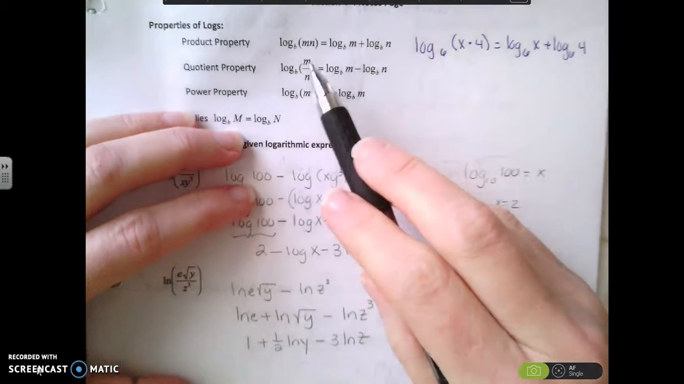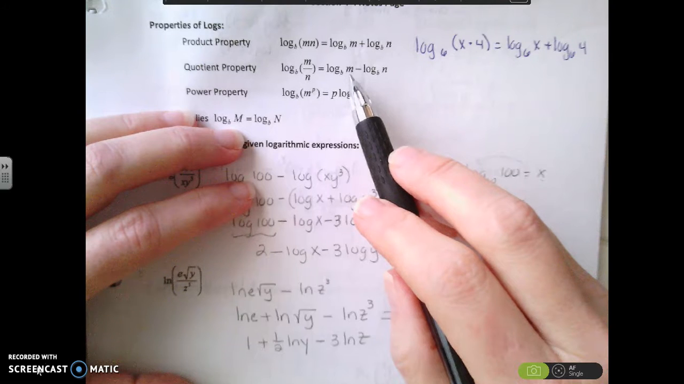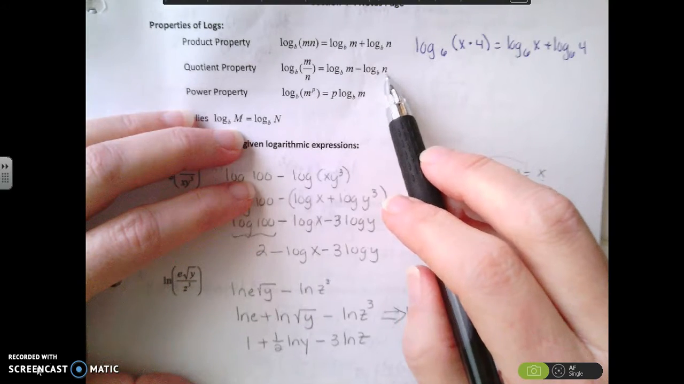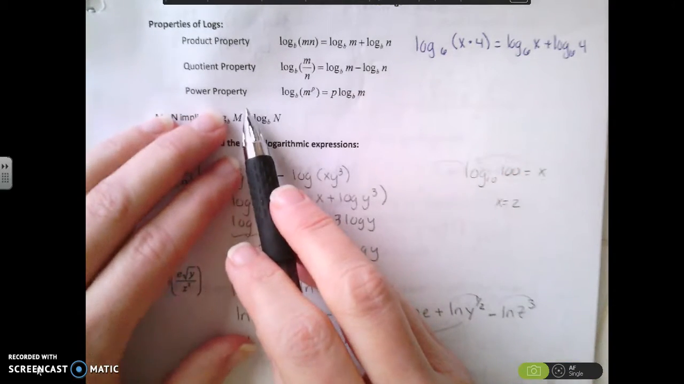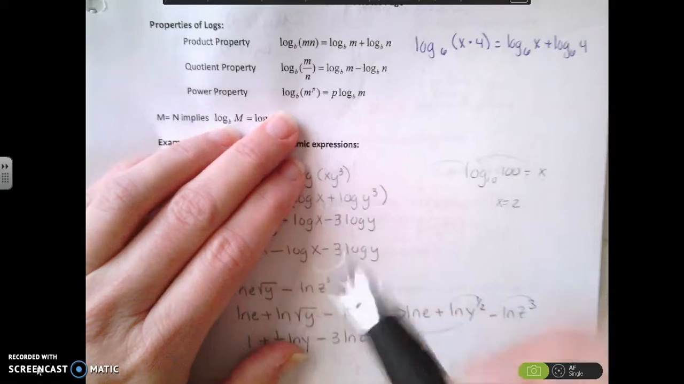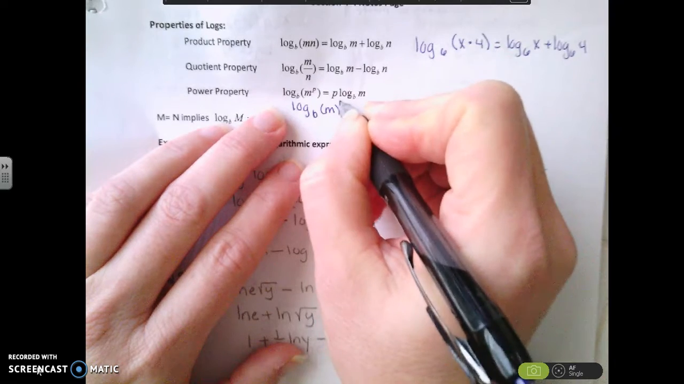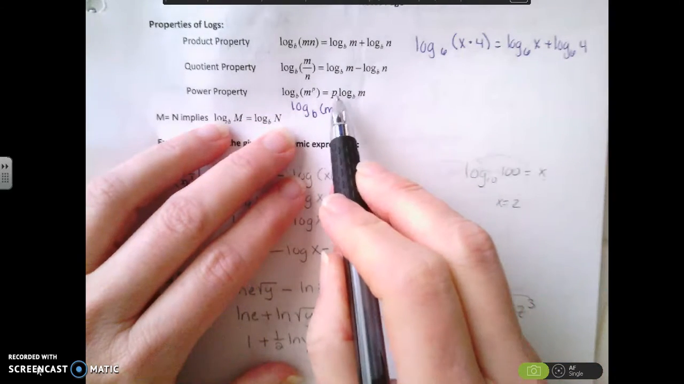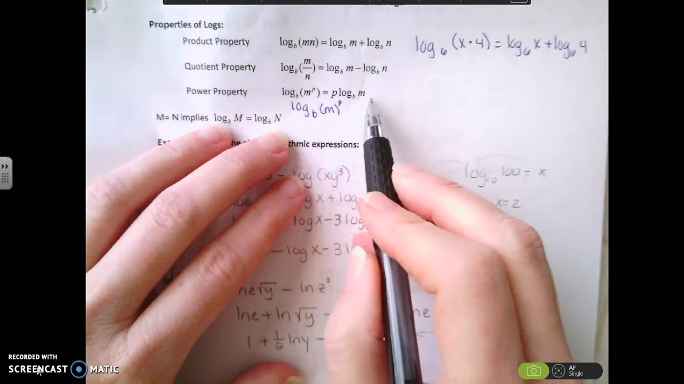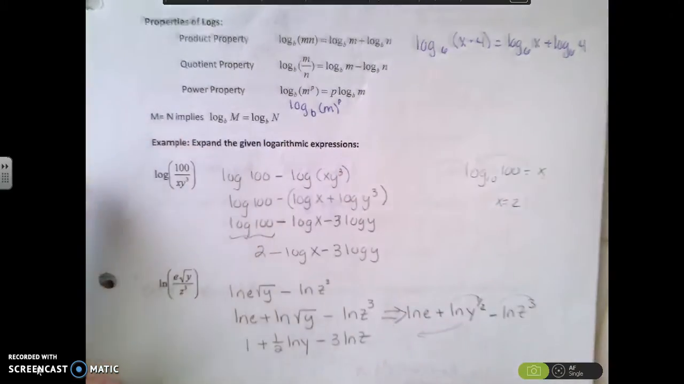Okay, so same thing for quotient. If I have a quotient inside, I can rewrite it as a subtraction: log base b m minus log base b n. And the power property says that if I have some value raised to a power, log base b of m to the p power, then I can bring the p down in front and write it as p times the log. So these are all properties that we're going to be using today. So let's look at this.